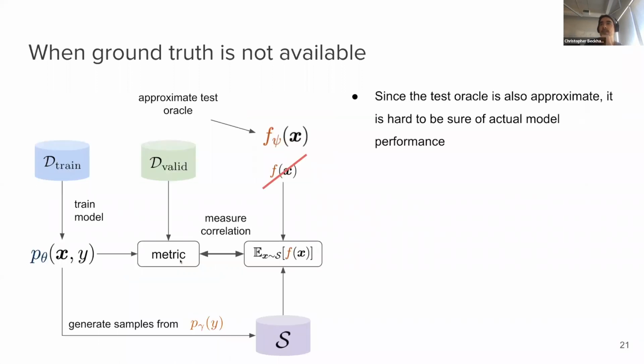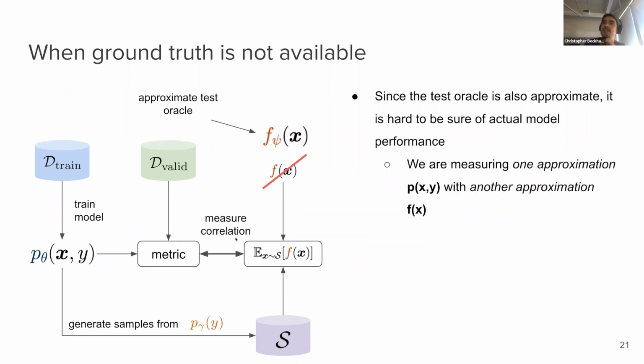But I suppose that, since the test oracle is also approximate, it is hard to be sure of model performance. And the reason is because it gets really flaky, right? Because this p theta of x and y is one approximation, but now we're measuring the performance of one approximation with another approximation. It's not that you can't do this, but whenever you have this approximate test oracle, you really have to take things with a grain of salt.